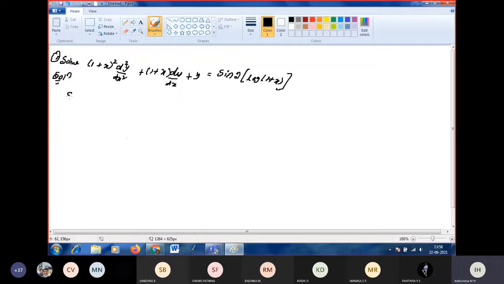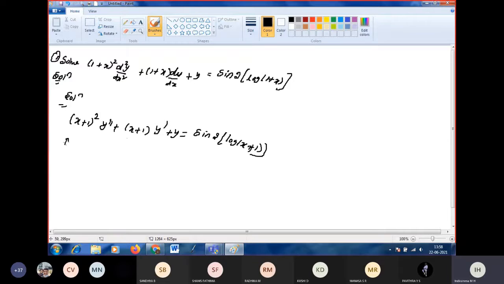You can write in the solution. They are given in the form b plus ax, but if you want, you can write in the form ax plus b. That is x plus 1 whole square into y double dash plus x plus 1 into y dash plus y is equal to sine of 2 into log of x plus 1. 1 plus x is given, we are writing it as x plus 1, in ax plus b form.